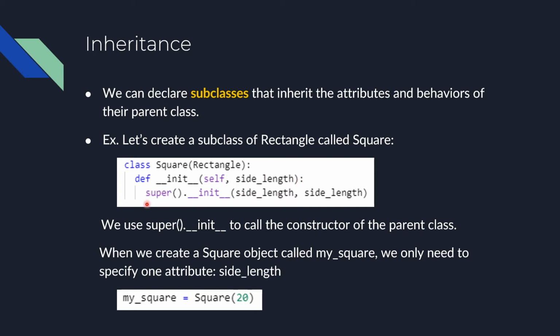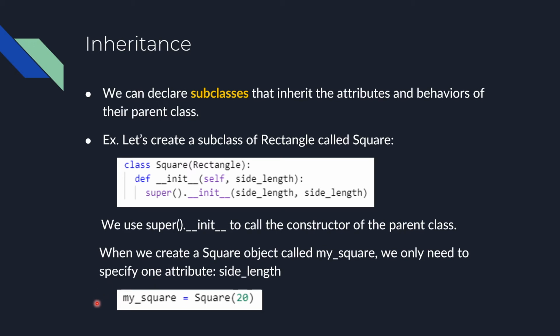Now, inside this constructor, we could have set self.width, self.height equal to side length like in the rectangle class, but here I'm just being lazy and I'm calling the constructor for the rectangle class to do it for us. So that's what super means. It's calling the parent class and its constructor init function. And it's setting the width and height both equal to our side length. And I'll walk through this more step by step in the next slide.